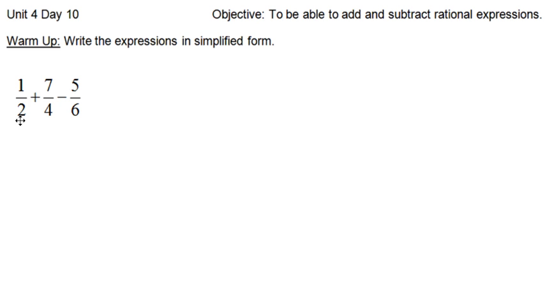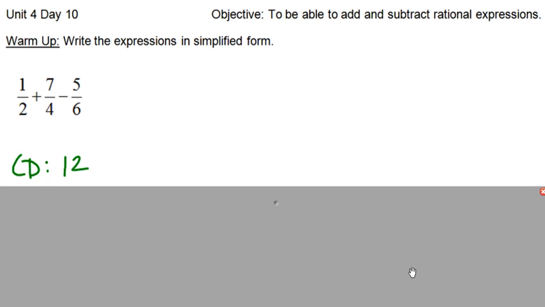Well, looking at the numbers 2, 4, and 6, I know that they have a multiple in common. 2 and 6 and 4 all have the multiple of 12 in common. So if I can make the denominators equal to 12, that would be alike, and then I can perform the operations. So if my common denominator is going to be 12, we have to think, well, what would I multiply each of my terms by to get 12 in the denominator?